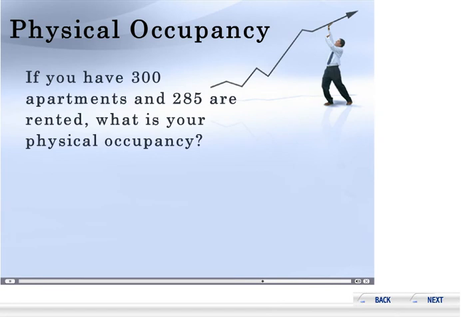If the property has 300 apartments and 285 are rented, what is your physical occupancy? You would calculate your physical occupancy by dividing the number of apartments rented, which is 285, by your total number of apartments, which is 300. 285 divided by 300 equals 0.95, which is 95%. The physical occupancy is 95%. Now you try. Read the scenario on the next slide and fill in the blank.